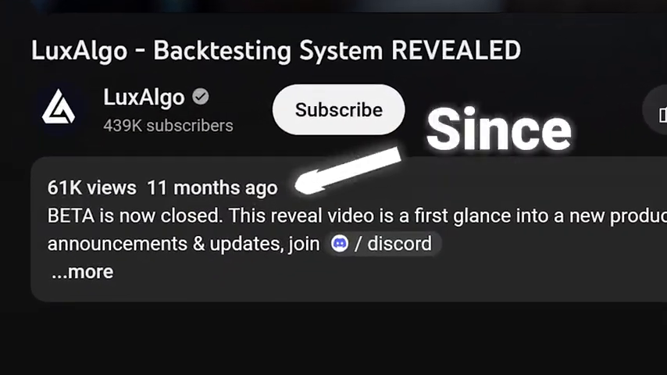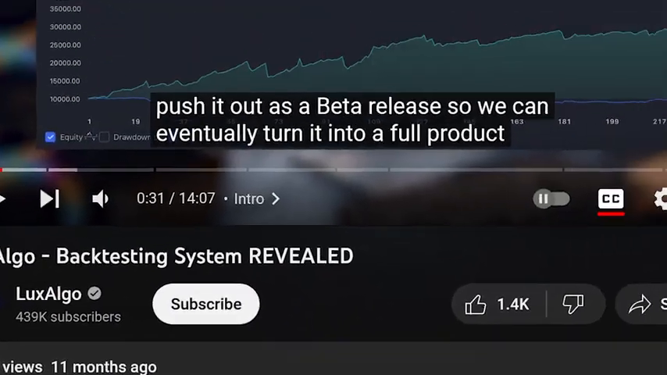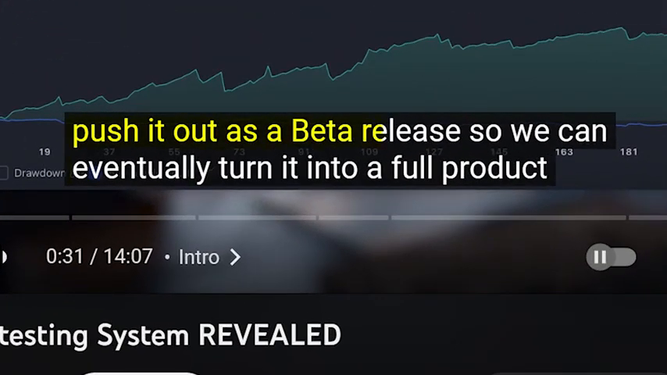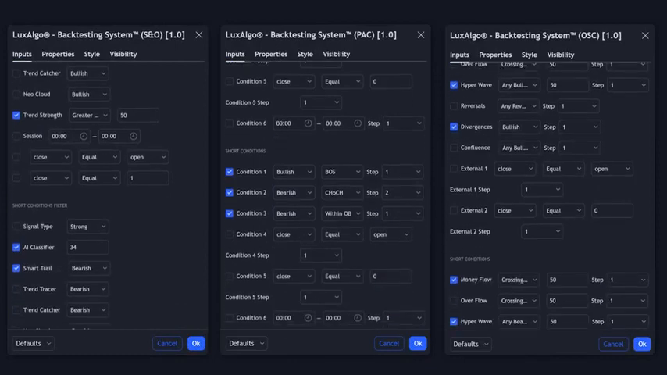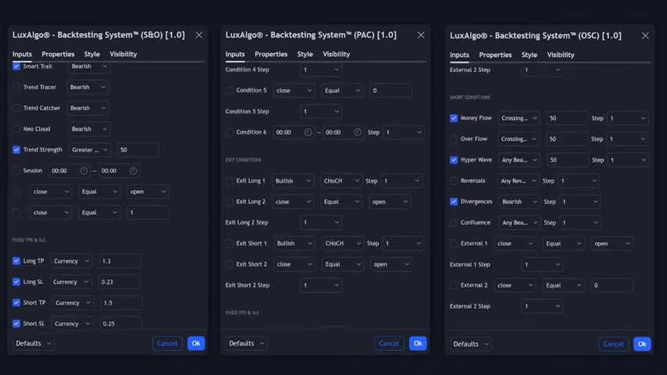So since the start of this year, we made clear that we wanted to build and optimize everything from LuxAlgo into a full system for backtesting. And from our beta testing group's feedback, we've massively improved it enough to release as a completely new product.